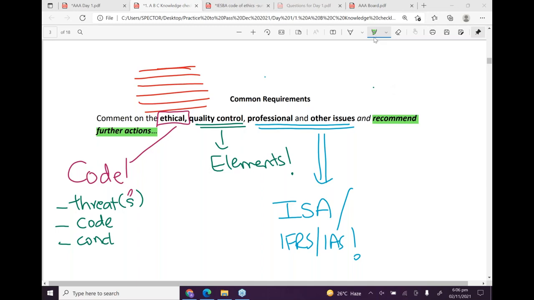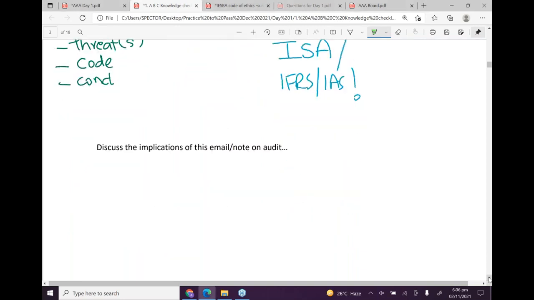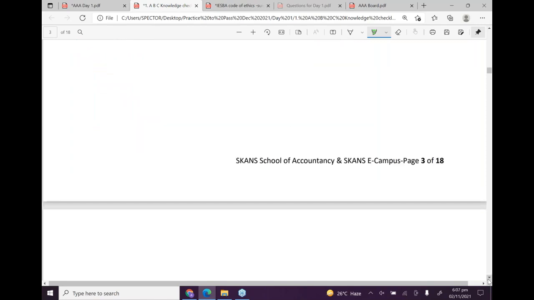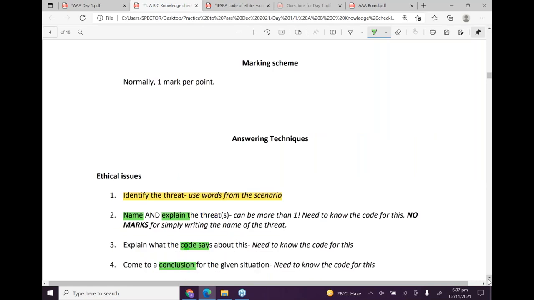So normally, by writing these words, she's trying to make your life easier by giving you hints about which elements are tested. Or sometimes, if she's in a bad mood, she will not write anything and simply say, discuss the implication. So she would give you an email or a note and say, okay, tell me as auditors, what am I going to do next? So this time around, you have to think of syllabus areas A, B, and C and come up with the answers yourself. In all cases, your marking scheme is 1 mark per point all the time.